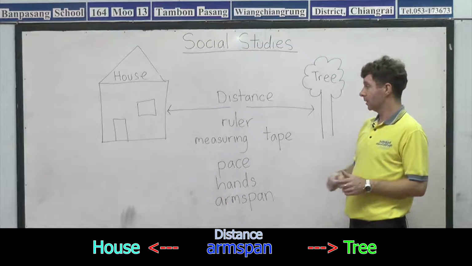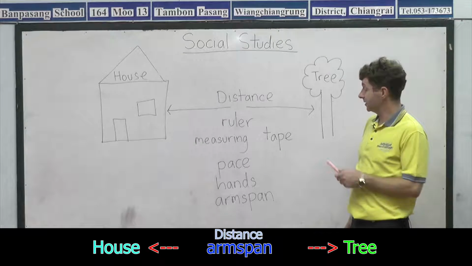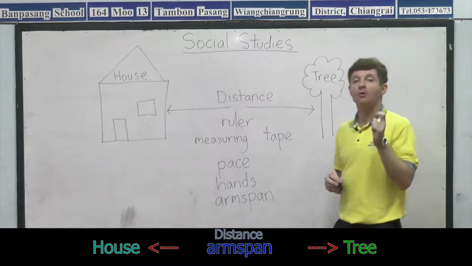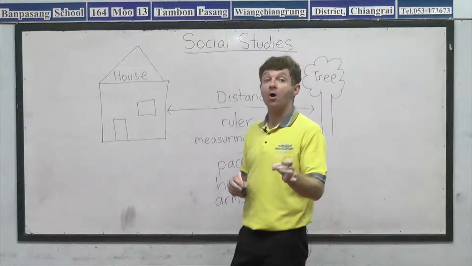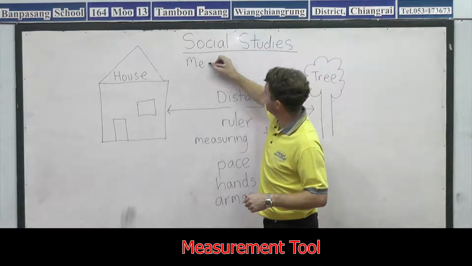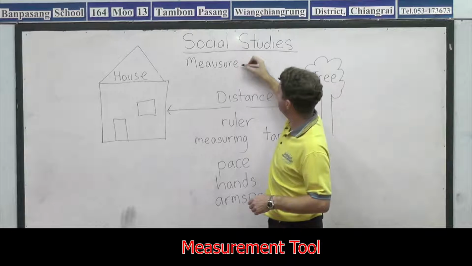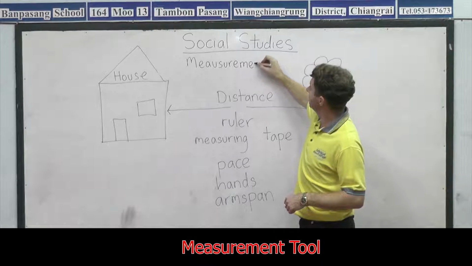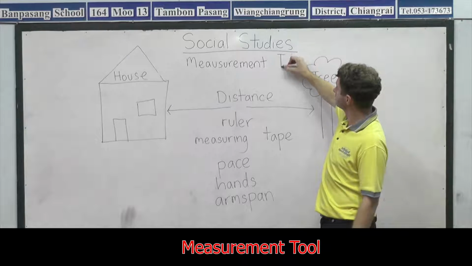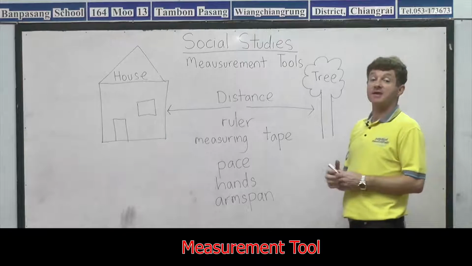Okay, we have 5 units of measurement now. Ruler. Measuring tape. Pace. Hands. Arm span. These are what we can call our measurement tools. M-E-A-S-U-R-E-M-E-N-T. Measurement tools. So all together, guys, measurement tools.